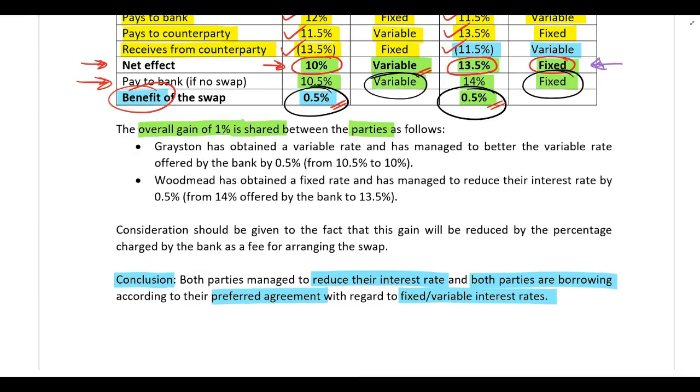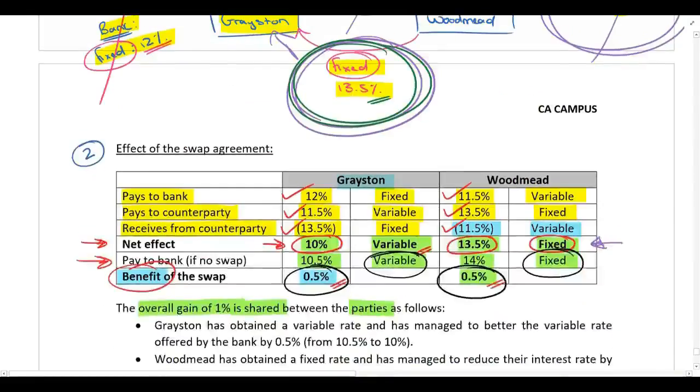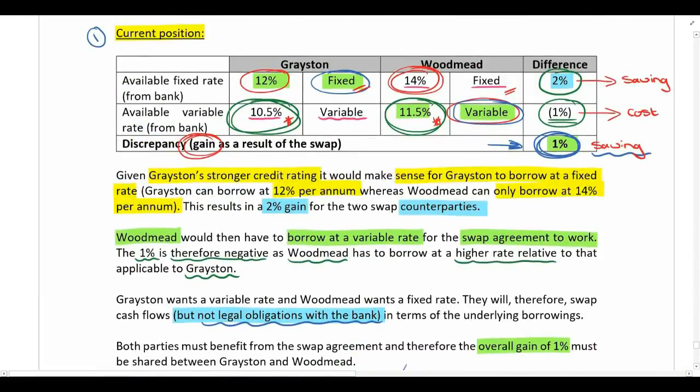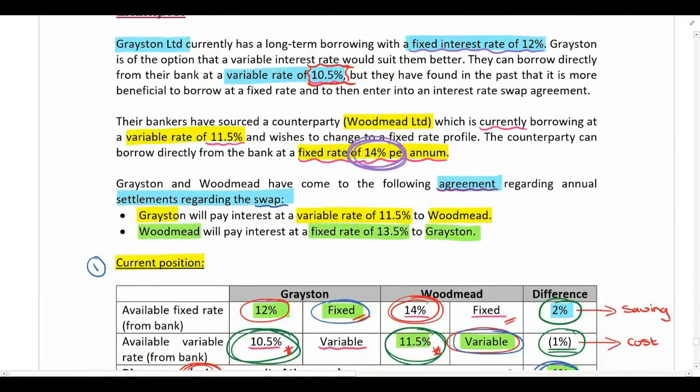Then one more thing, just in case this comes up as a discussion question, please note we have not taken into account the fact that the bank is going to charge a fee for arranging this swap. So you were told in the information provided in the question that the bank has managed to source a counterparty. The bankers sourced a counterparty. So they actually set up this swap agreement. And the bank is obviously going to charge a fee for setting up the swap agreement.